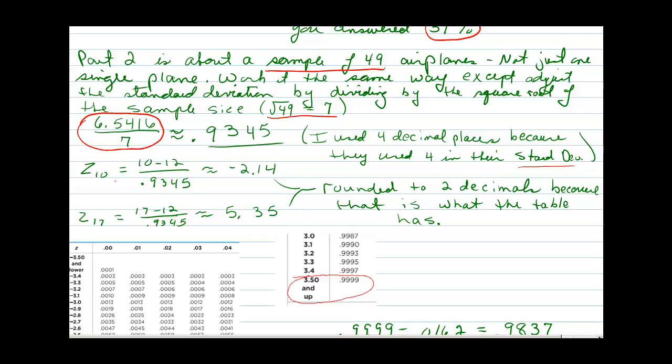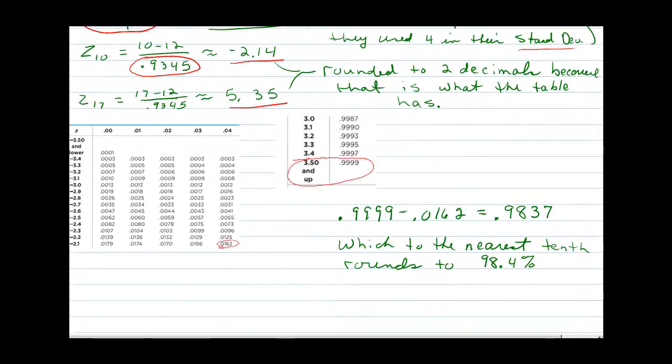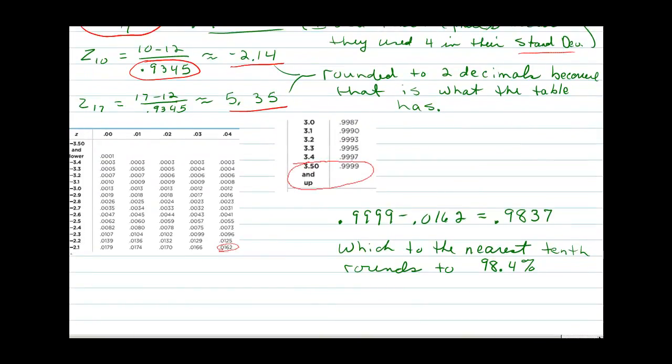So go through the same process to find the z-score, only this time I'm using my adjusted standard deviation, and I get negative 2.14, and again I rounded to 2 decimal places because that's what's in the table, and for 17 I got 5.35. When I go to the table for negative 2.14, I go down to negative 2.1 and over to the 4, and I read off 0.0162. For any z-score above 3.5, I can use 0.9999. I subtract those two values and I get 0.9837. The directions say to round that to the nearest tenth, so that would be 98.4%.